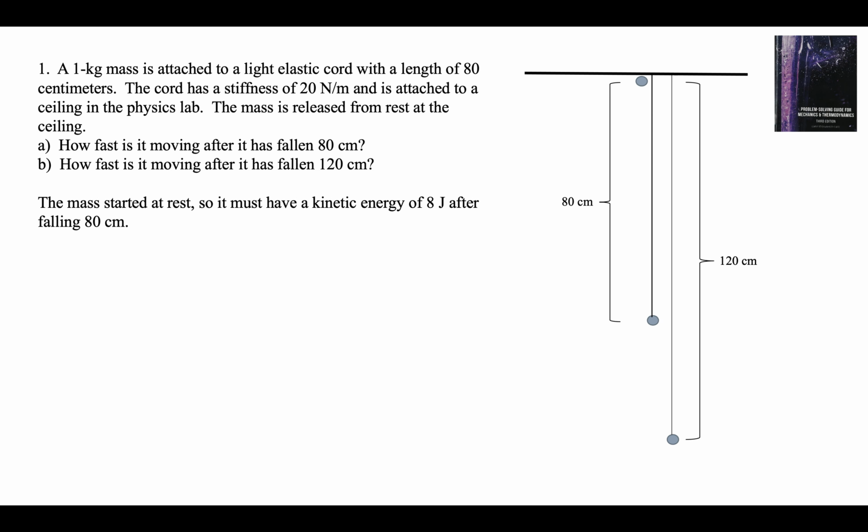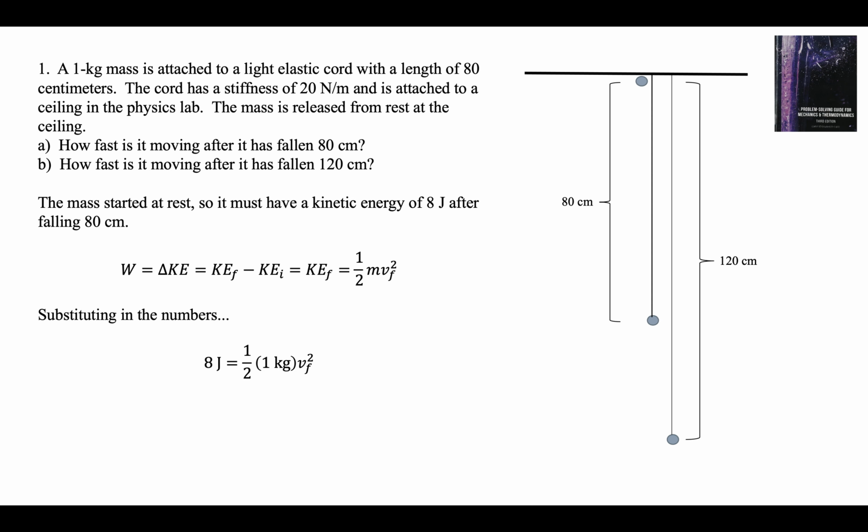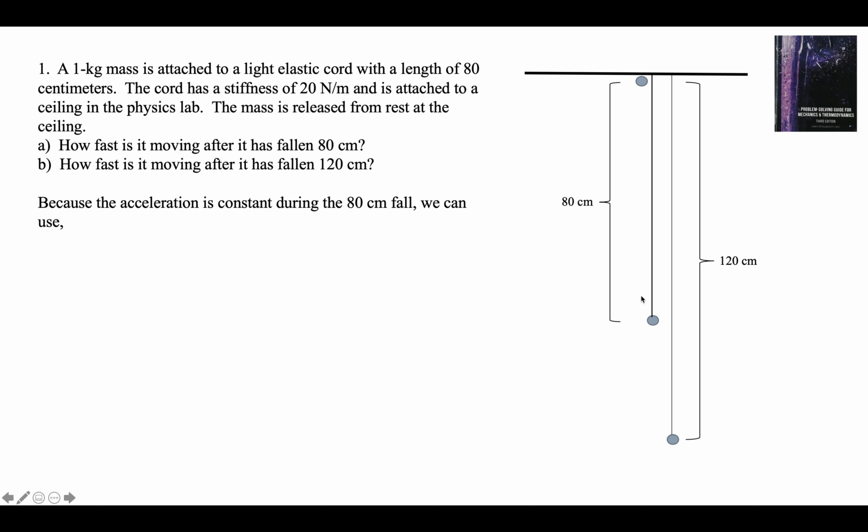The total work done is the change in kinetic energy, and that's 8 joules because it started at rest. The work is delta KE, KE final minus KE initial, and KE initial is 0. It was released from rest. So all we have is 8 joules is the final kinetic energy, and we can solve for the final speed. It's 4 meters per second. So it's going 4 meters per second right here. That's the answer to part A.